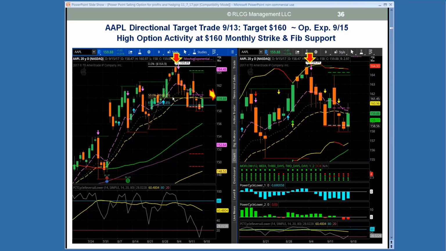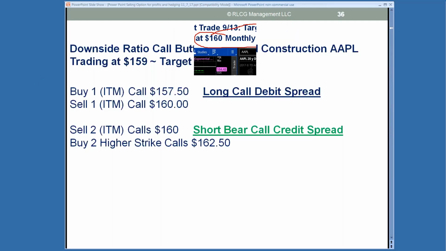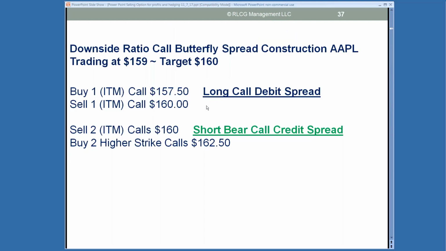So I like to use Fibonacci for my targets and also look at unusual option activity. So in this trade example, we had really big unusual option activity at the $160 strike on the monthly options. So that, with the Fibonacci levels here, that 50% retracement 618 gave us a good target zone down here to 160. So for this trade setup, we set up a ratio called Butterfly for super cheap and had a really great potential return. So it was trading at 159.